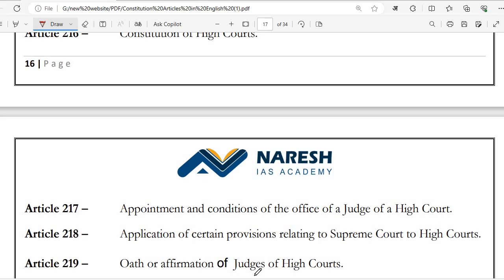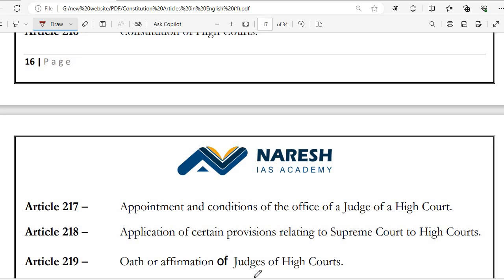It means what? Article 216 says there shall be one Chief Justice and other judges, all are appointed by the Indian President, and the President subscribes oath to them. Different types of terms and conditions have been defined in the Indian Constitution. Appointment condition, office of Judge of High Court.